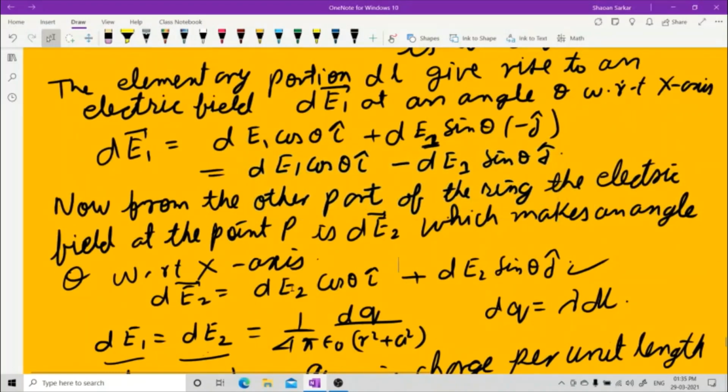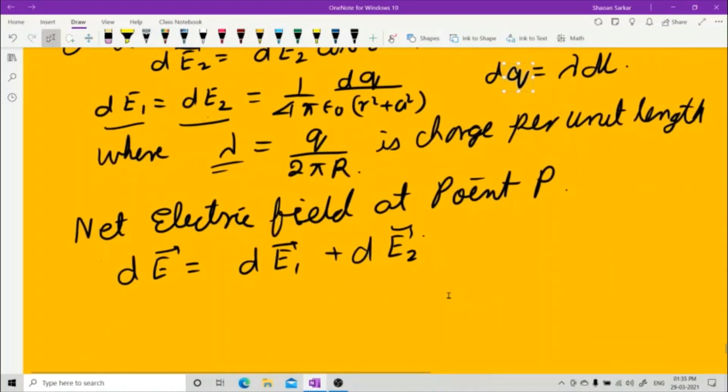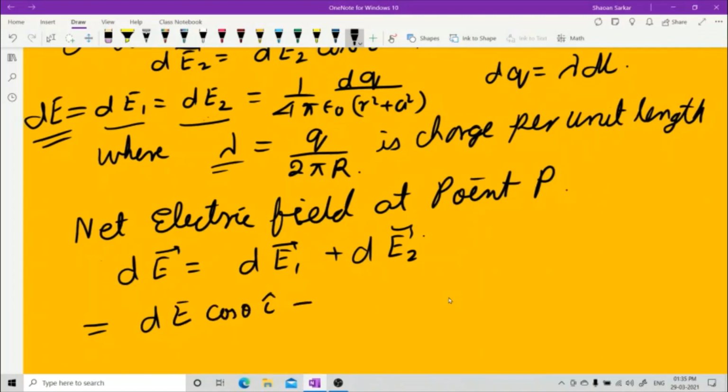dE1 and this one, dE2. Now see, automatically what will happen is that this is becoming dE. So let us consider this as dE, no problem, because their magnitude is all same. dE cos theta i cap minus dE sin theta j cap plus, for this it is this much.